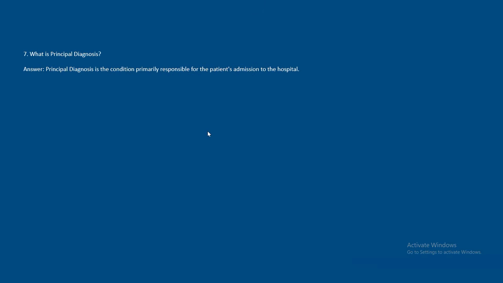Next, what is principal diagnosis? Principal diagnosis is the condition primarily responsible for the patient's admission to the hospital. Because of this principal diagnosis only, the patient will get admitted to the hospital. Based on this principal diagnosis, hospitals will get the DRG payment.